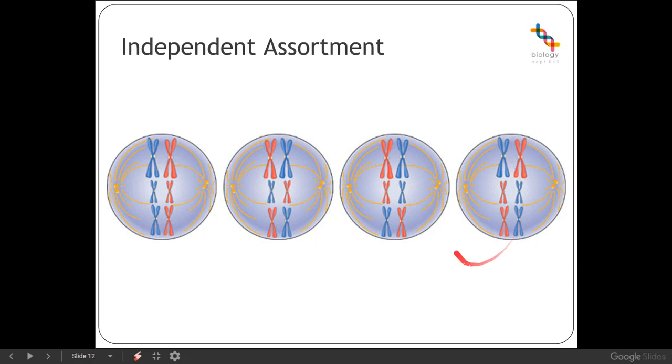So there's a good number of different ways in which we can arrange these particular chromosomes, and this is referred to as independent assortment, where essentially each pair of homologous chromosomes is going to be positioned independently of the other pairs, irrespective of their maternal or paternal origin.